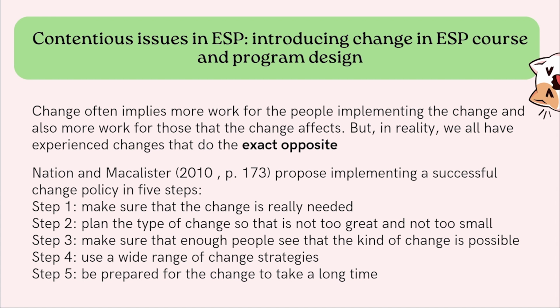So, Nation and McAlister propose implementing a successful change policy in 5 steps. The first one is to make sure that the change is really needed. The second one is to plan the type of change so that it is not too great and not too small. Next, the third is make sure that enough people see that the kind of change is possible. The fourth one is use a wide range of change strategies. And the last one is to be prepared for the change to take a long time.